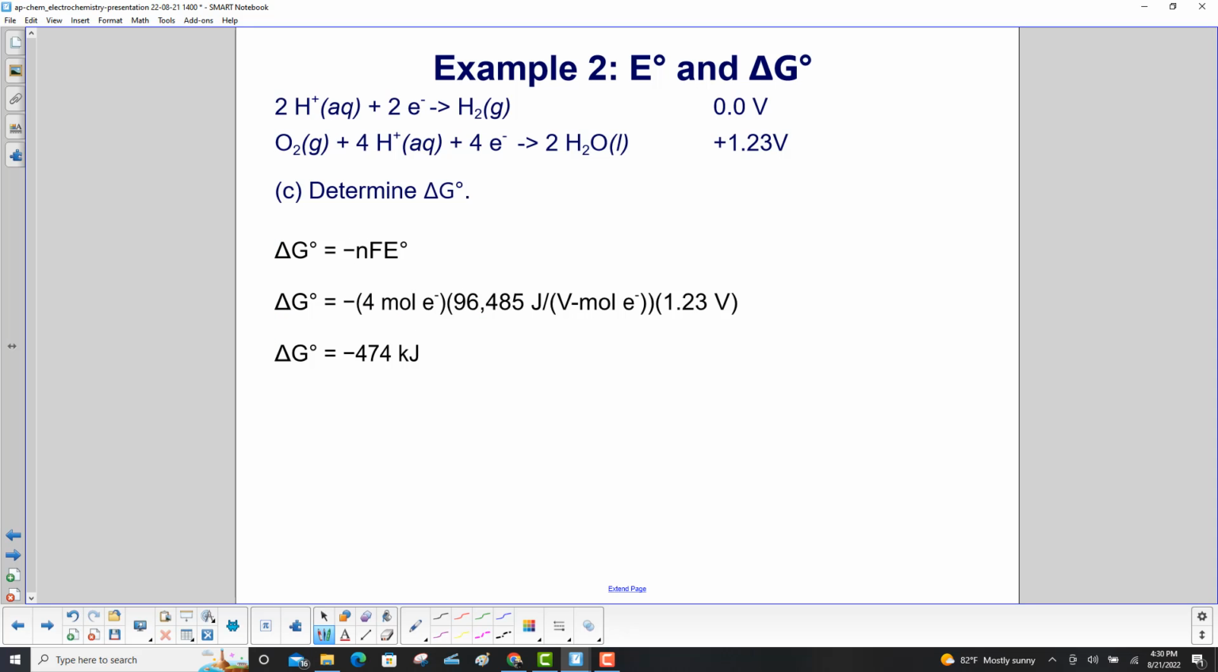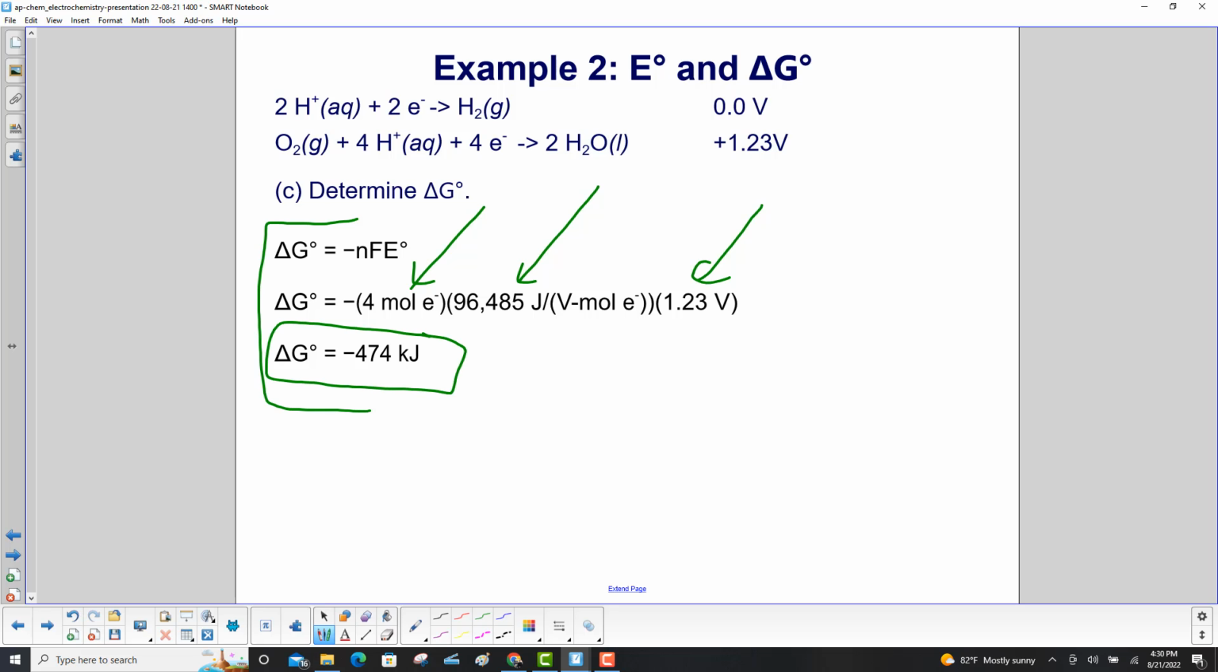Determine delta G naught. Well, that's equal to minus nFE0. F is the Faraday constant. Here's our 4 moles. Here's the Faraday constant. And here's the voltage. And we get delta G naught of minus 474 kilojoules.